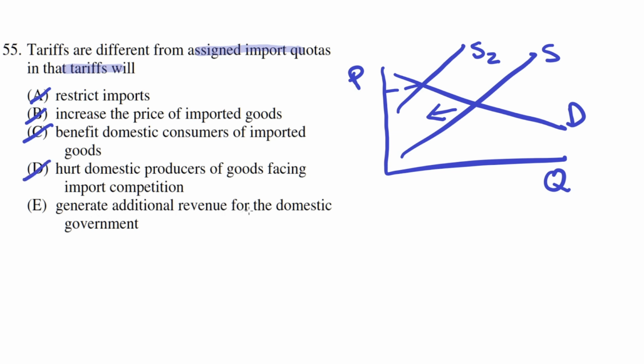E. Generate additional revenue for the domestic government. This seems to be the correct answer because quotas don't generate revenue for the government while tariffs do, because the money generated from tariffs goes to the government, whereas no money is generated from quotas. So E is the correct answer.